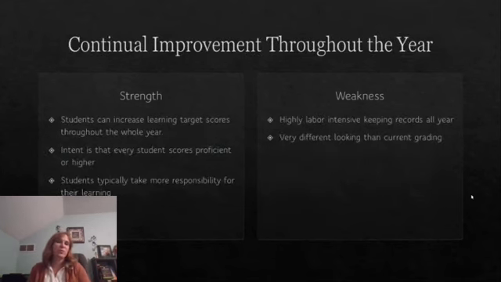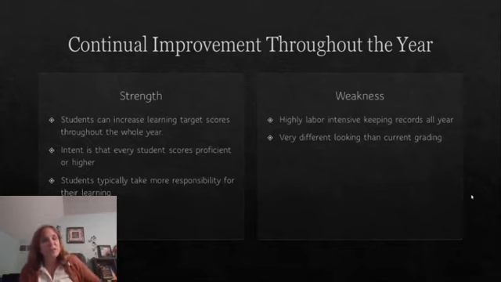And a continual improvement plan is just that. Those standards, the whole year standards are laid out. And as students improve on those, all of that is reported out throughout the entire year. A strength of that is students can increase learning target scores throughout the whole year. The intent is every score is proficient or higher.